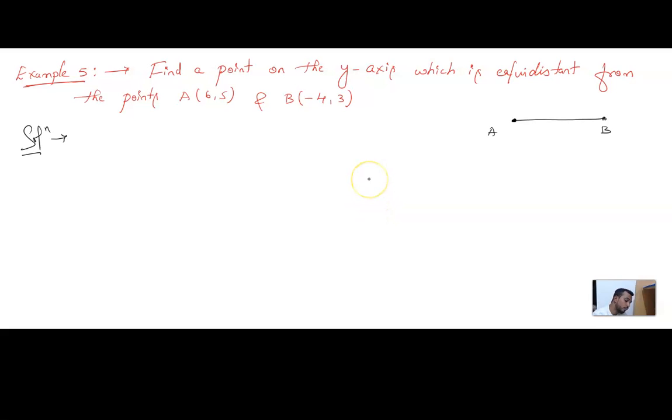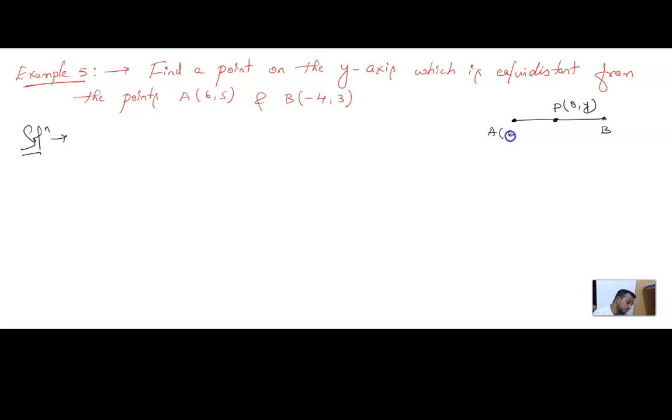So we have a point on the y-axis. So this is the point, let me say, on y-axis. Let me say this point as P. From P to A, how much distance is there? From P to B, the same distance is there. That is, find a point on the y-axis. So let me say the point on the y-axis is 0 comma y.